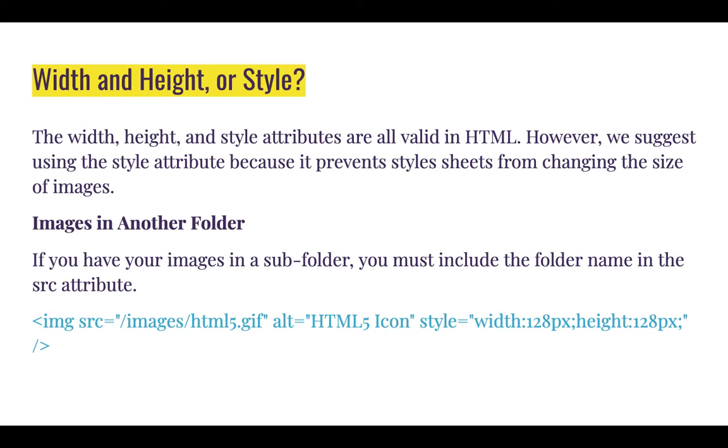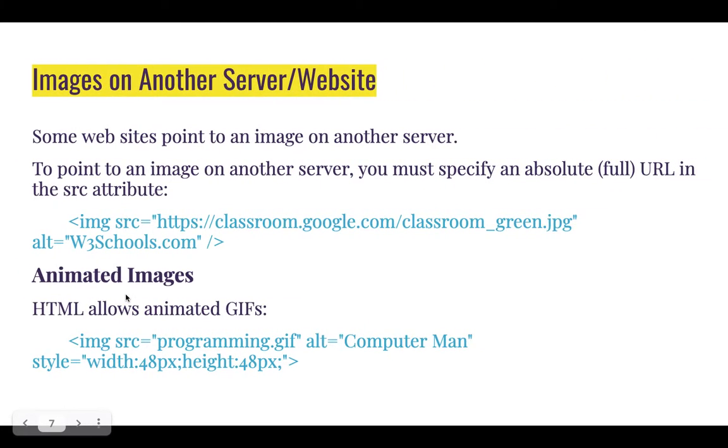If you want to use images in another folder, you must include the folder name in the src attribute. You can also use images on another server or website, because some websites point to an image on another server, and to do this you must specify an absolute URL in the src attribute. You can also use animated images in HTML. This is an example of how to use animated images in HTML.